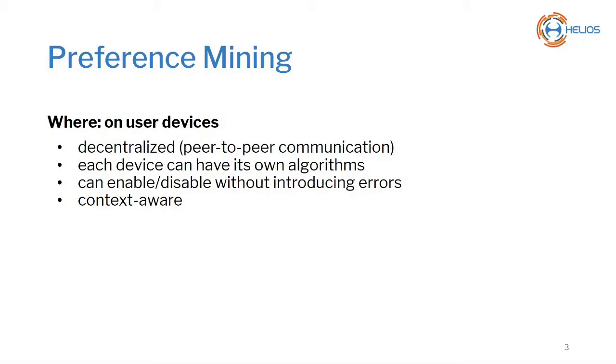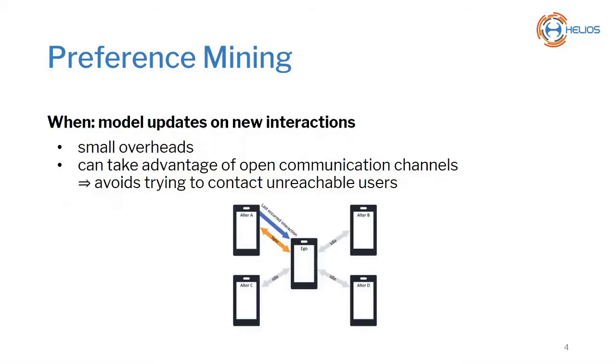As a final remark, mining is context aware in that it may produce different predictions depending on the user's HELIOS context. Given that the Social Graph Mining module runs in devices, these should exchange parameters in order to converge to commonly accepted representations of users and their social neighbors.